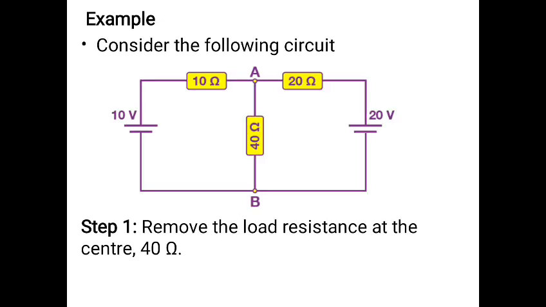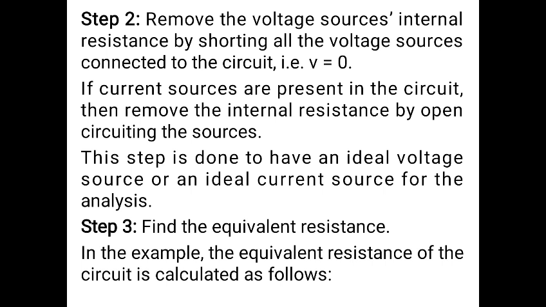Here, step 1, remove the load resistance at the center, that is 40 ohm. Step 2, remove the voltage source's internal resistance by short circuiting all the voltage sources connected to the circuit, that is V is equal to 0. If current sources are present in the circuit, then remove the internal resistance by open circuiting the sources. This step is done to have an ideal voltage source or an ideal current source for the analysis. Step 3, find the equivalent resistance.